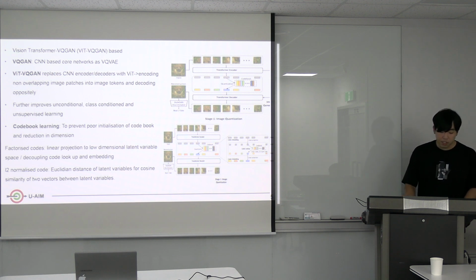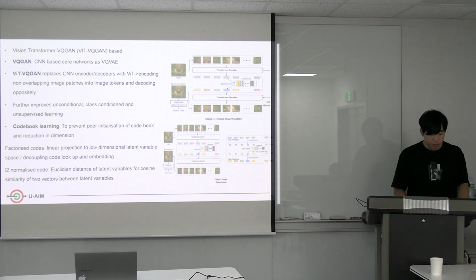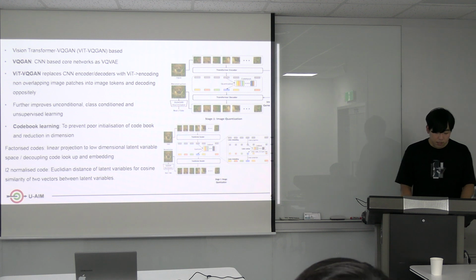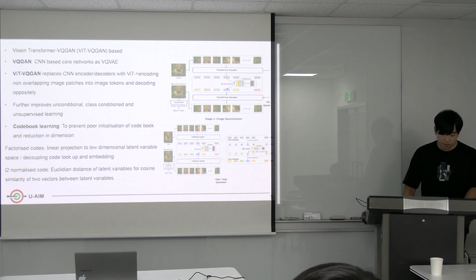Lastly, to prevent poor initialization and reduction of dimension, codebook learning is followed. This is to improve the significant rare usage or the usage of codes during training. This could also prevent poor reconstruction in quantizer training or poor diversity in image synthesis.